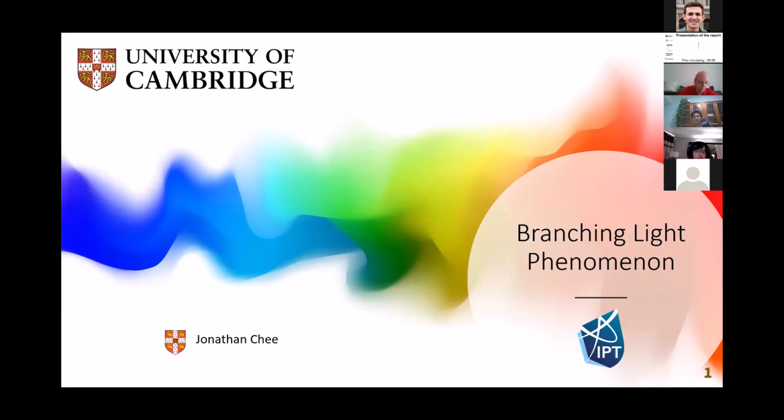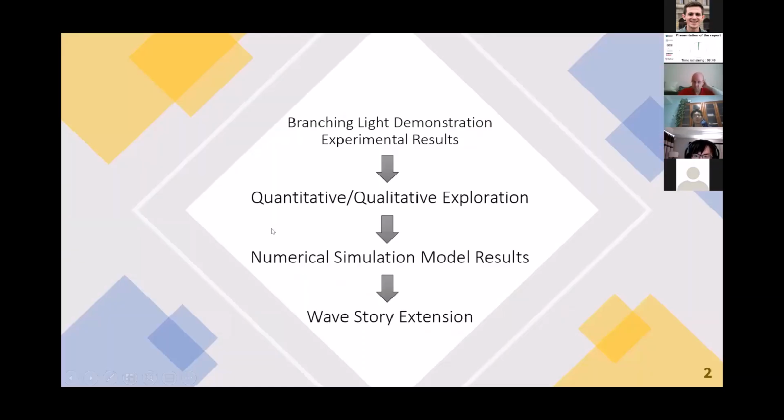Now I would like to take the audience here on an amazing adventure into the phenomenon of branching light. Today, this will be our special itinerary describing the amazing journey into the mysterious branching effect, starting with a little experimental demonstration setup, followed by a qualitative and quantitative exploration, combined with numerical model results generated along with a final leap into the bigger wave picture. So without further ado, let us begin.